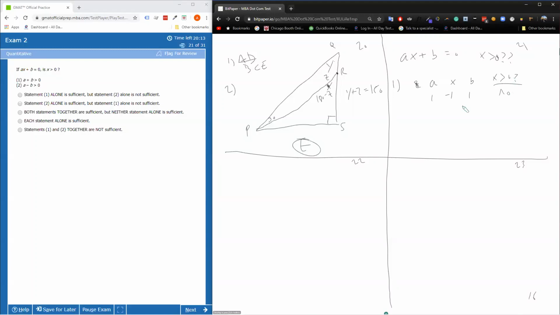So if I say this guy is -1, and b is equal to 2, so -1 plus 2 is still greater than 0. X here would be 2, because -2 plus 2, and this gives me a yes. So this is insufficient, once I have a no and a yes.